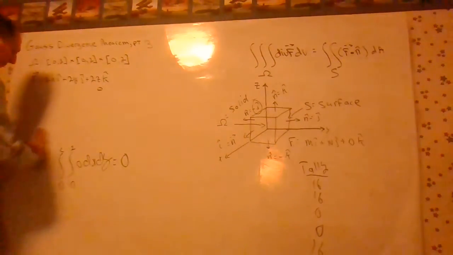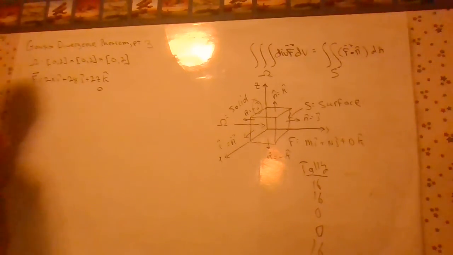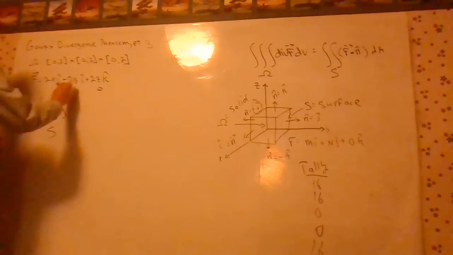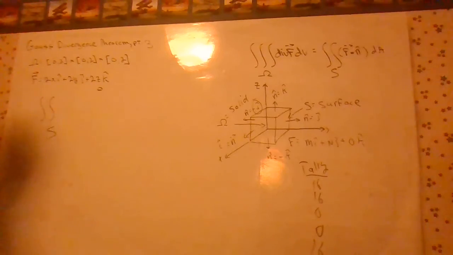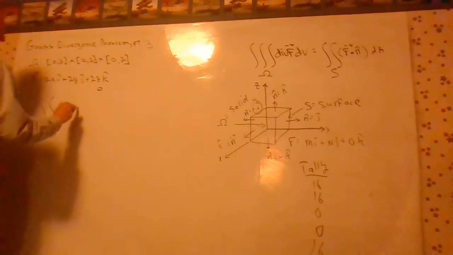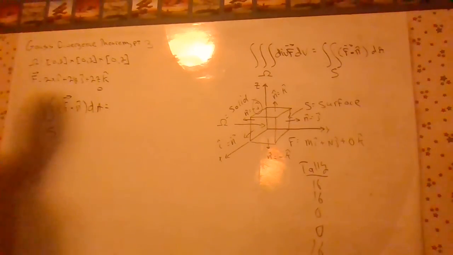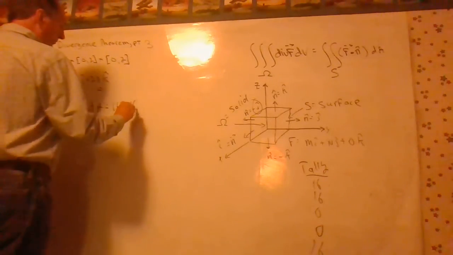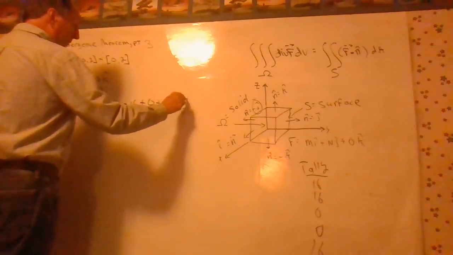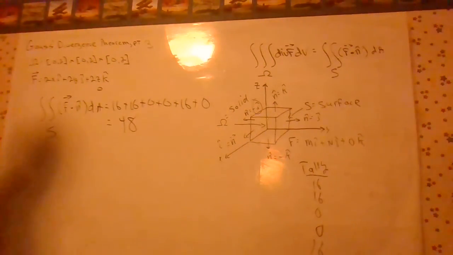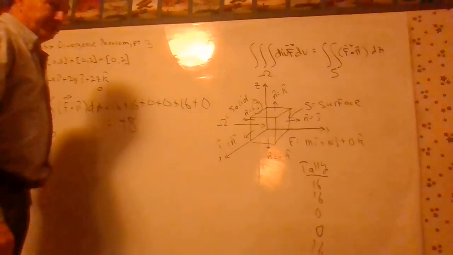Okay, let's make a final statement for completion. Double integral over, double integral, sorry about that. I got 50% too many integral signs. F dot n dA, I guess I should have a vector here, is equal to 16 plus 16 plus 0 plus 0 plus 16 plus 0, which is equal to 48, as promised. You can make this as complex as you want, and the statement will always be true. So that's it for Gauss's divergence theorem, part 3.